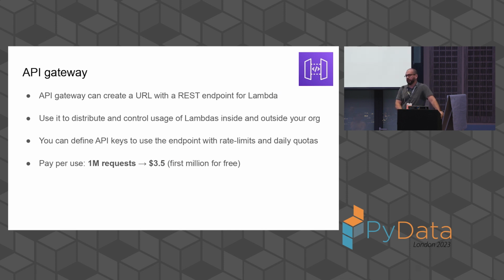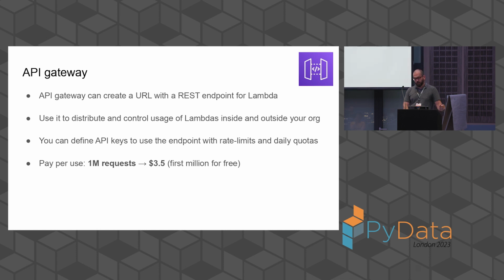The second part of the serverless part of my presentation is about API Gateway. This is actually optional. You don't have to have API Gateway to serve models with Lambdas. If you just invoke the Lambda function directly, you can skip this part. But if you want to distribute this to outsiders, like people outside the organization, you need some REST endpoints, and API Gateway provides you that with a lot of interesting functionalities.